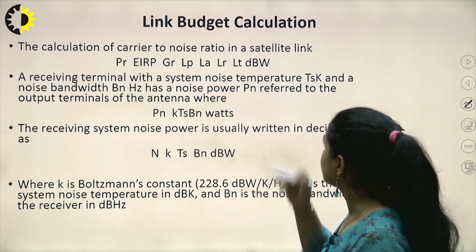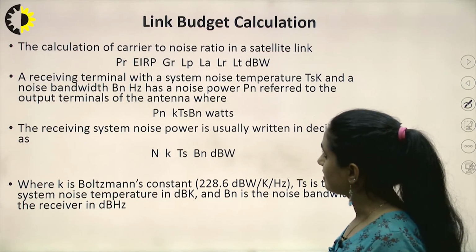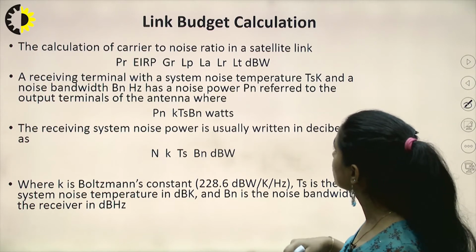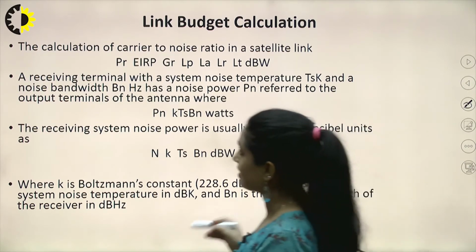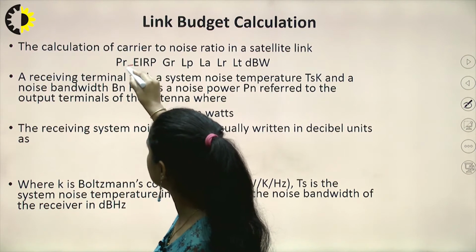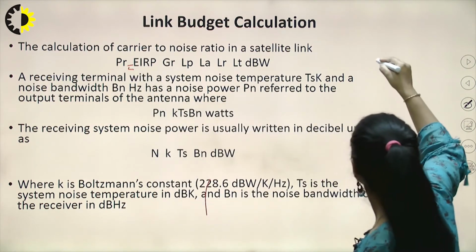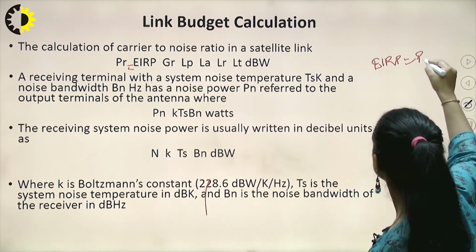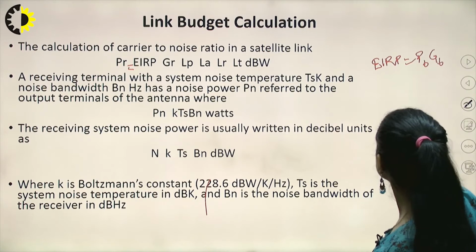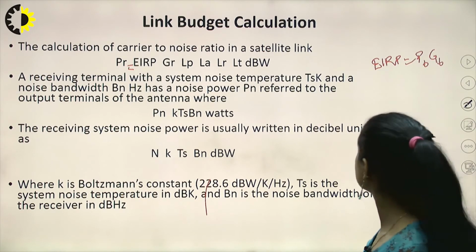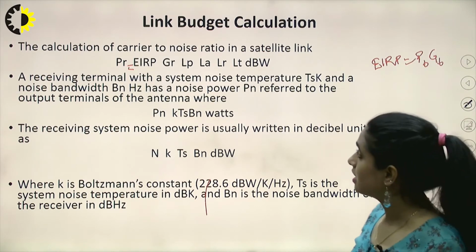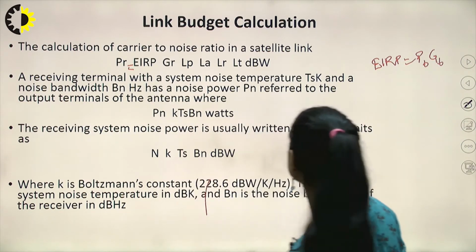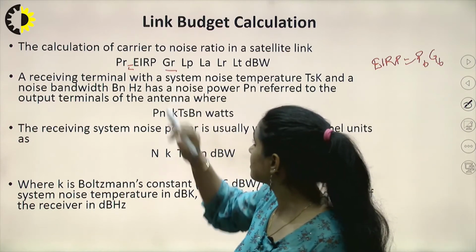So all this link budget calculation we have covered in previous lectures. Here is an overview of it. The calculation of carrier to noise ratio in a satellite link, that is PR, received power, can be given by EIRP. We know EIRP is equal to PT times GT, that is the multiplication of transmitted power and gain of the transmitting antenna.